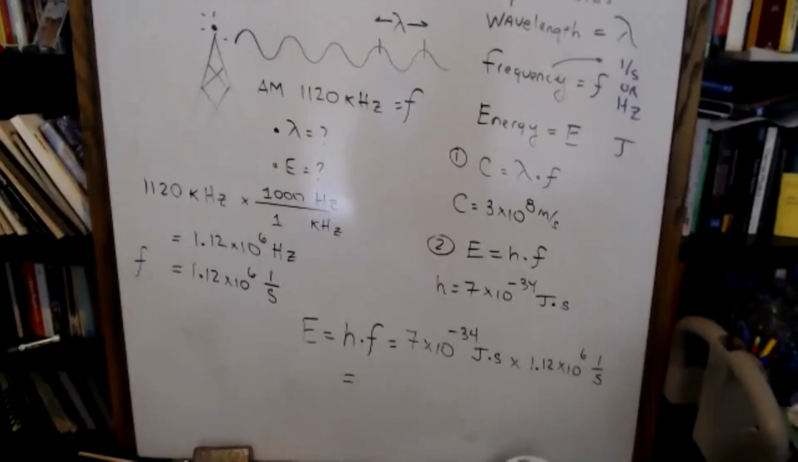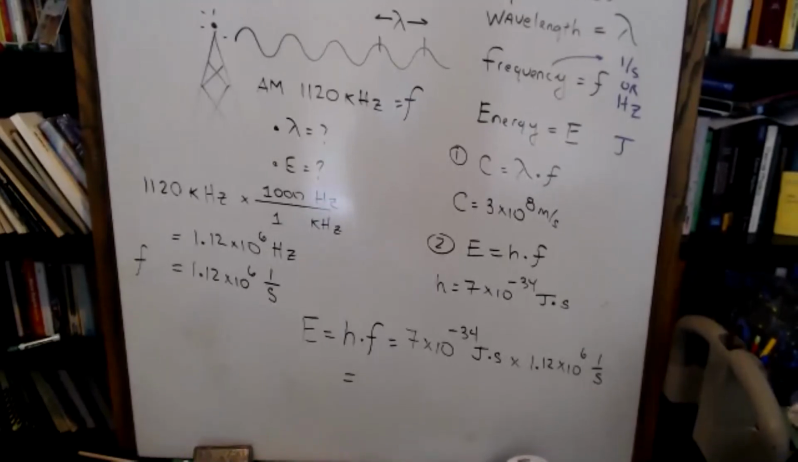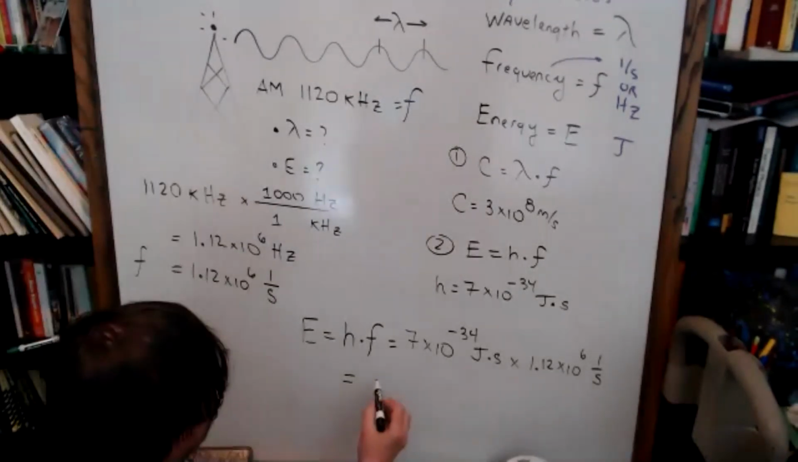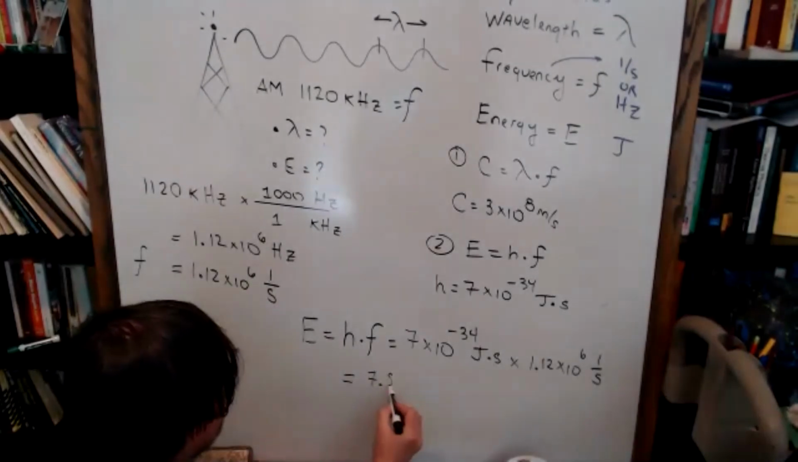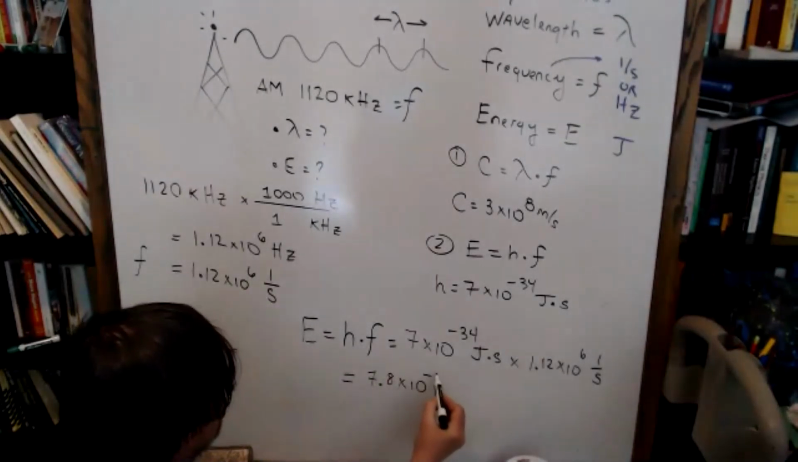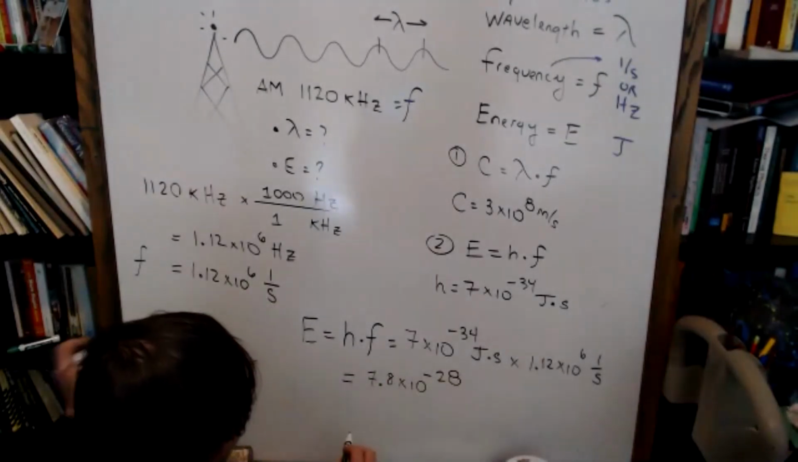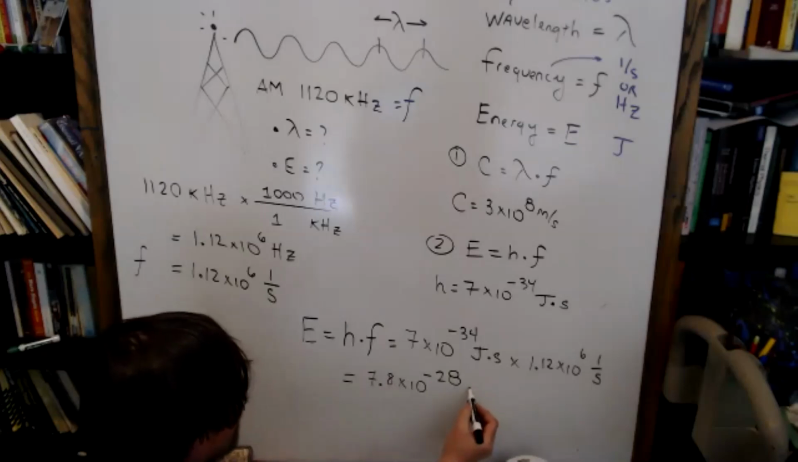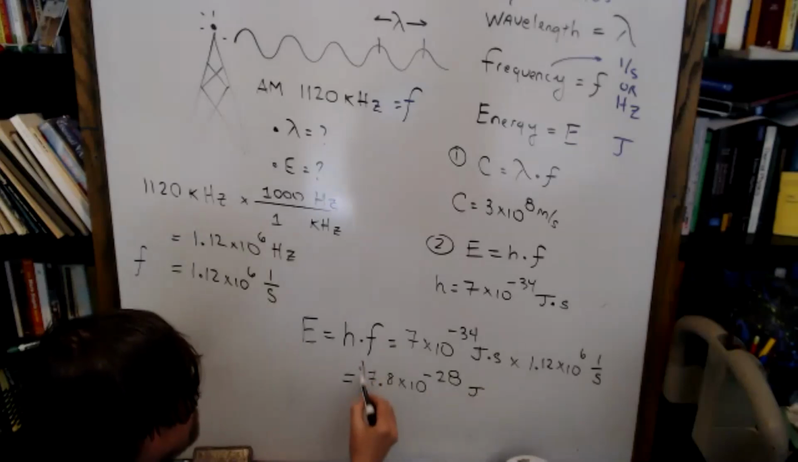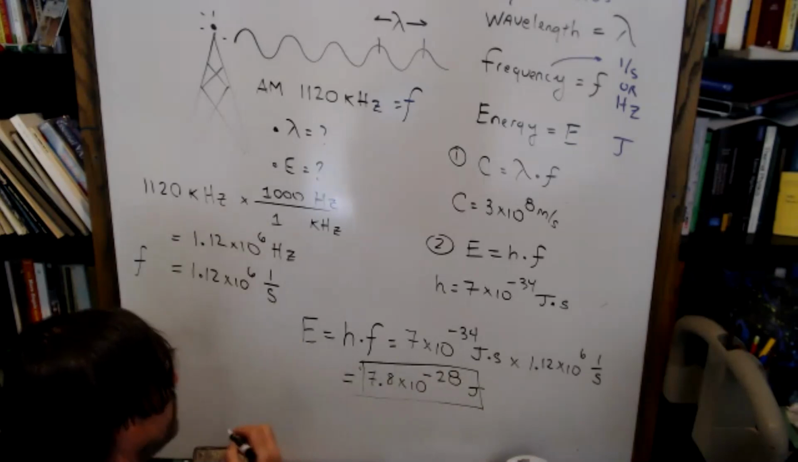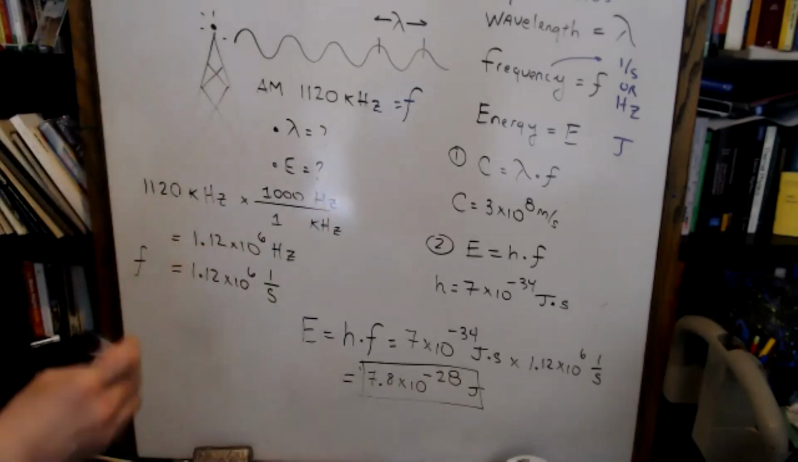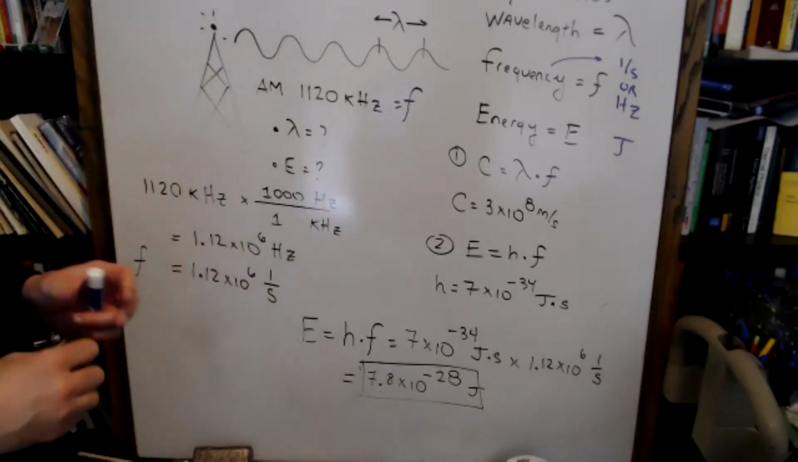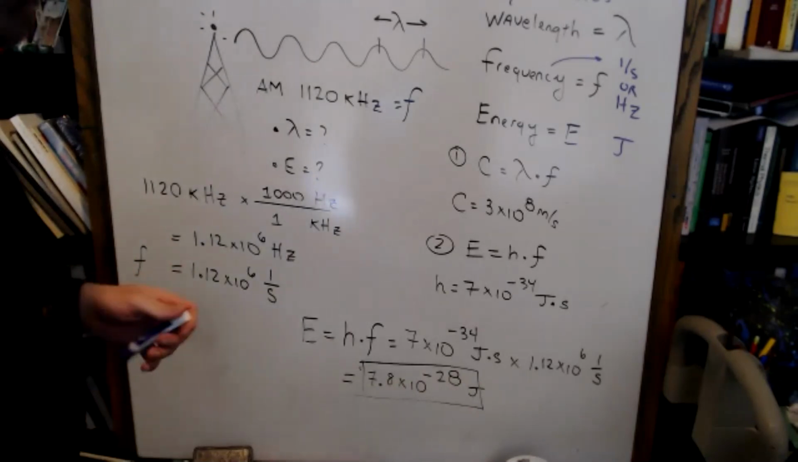I got 7.84 times 10 to the negative 28th power. Yeah, let's just do 7.8 times 10 to the minus 28. What are our units? That'd be joules, right? Yeah. Sorry, I wrote that a bit sloppy-ish.